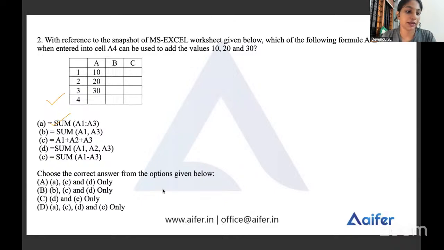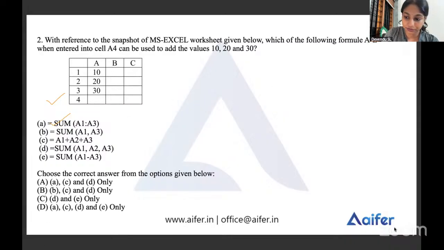for a spreadsheet. Okay, with reference to the snapshot of the MS Excel worksheet given below, which of the following formulas A to E, when entered into cell A4, can be used to add the values 10, 20, and 30? So it is the same kind of Excel question. They are asking to find the correct formulas. They have asked which formula we have to enter in A4.